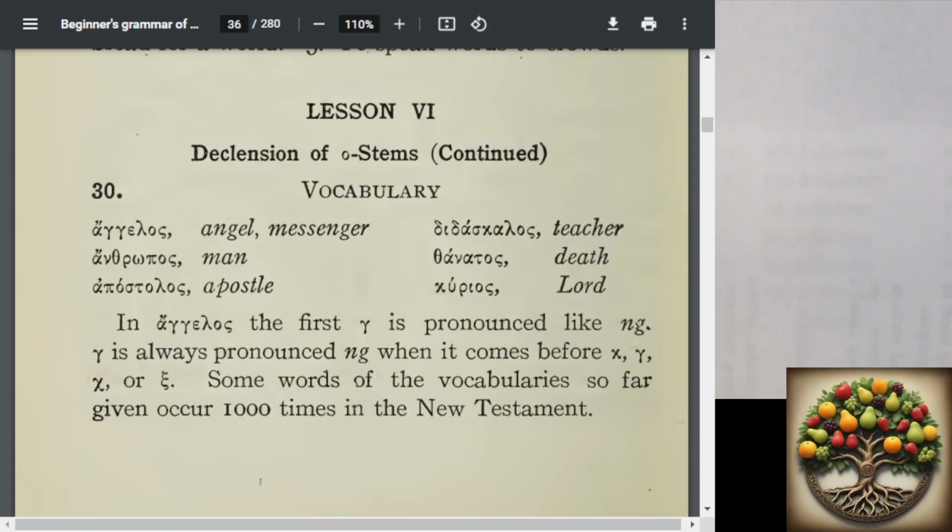All right, lesson 6. We are going to continue some O declensions. We have 6 new vocabulary words: angelos, anthropos, apostolos, didaskalos, thanatos, kurios.